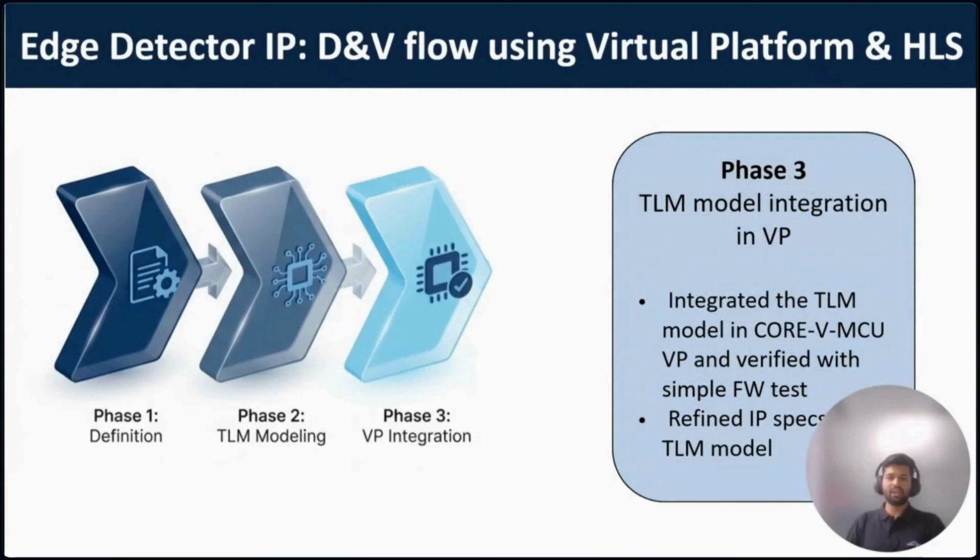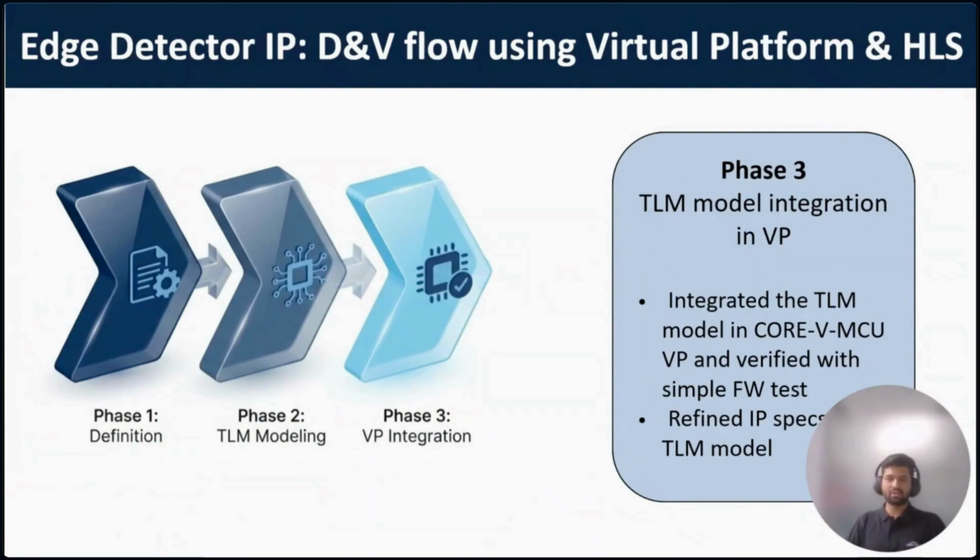Phase 3 was integrating the TLM-LT model into the core VMC virtual platform. Instead of just running unit tests against the IP in isolation, we now run the actual target software application against it. The same firmware that reads from the camera sensor, triggers the IP, and sends output to the UART display. This is software-driven verification. If the firmware exposed any mismatch between what the spec said and what the software needed, we caught it here. This phase is also where we refine the ISP specifications iteratively.